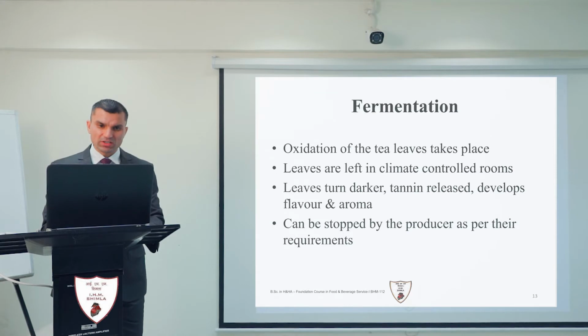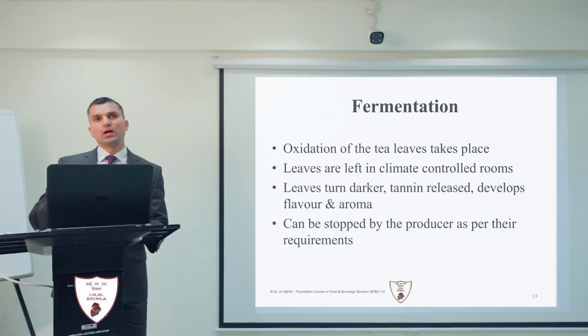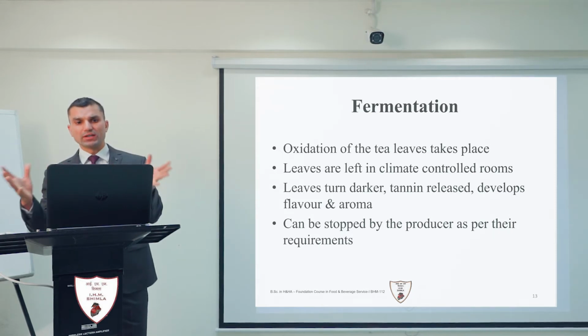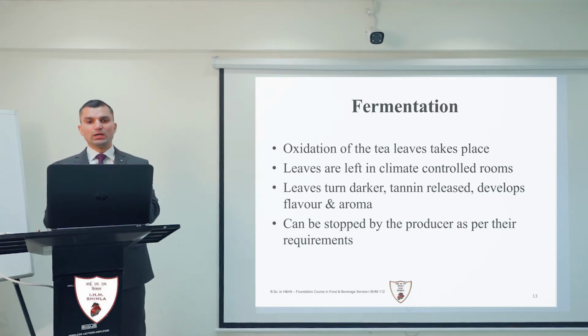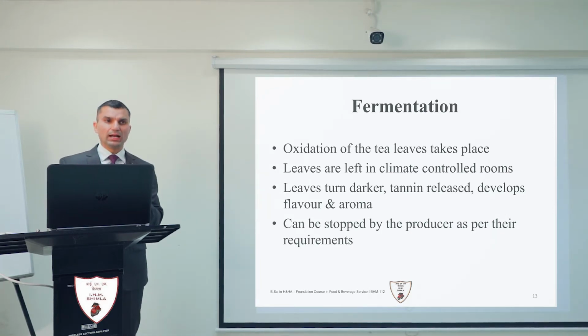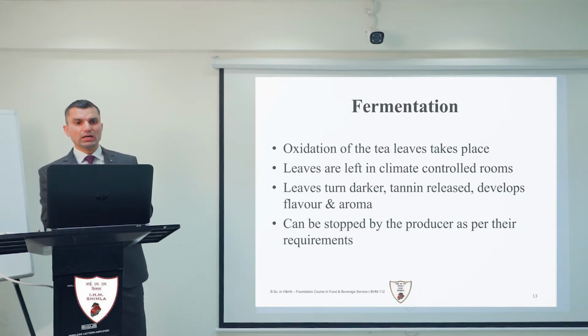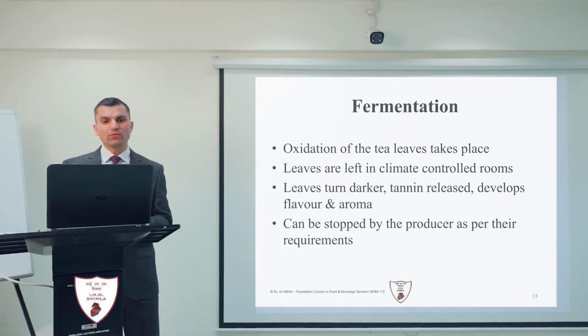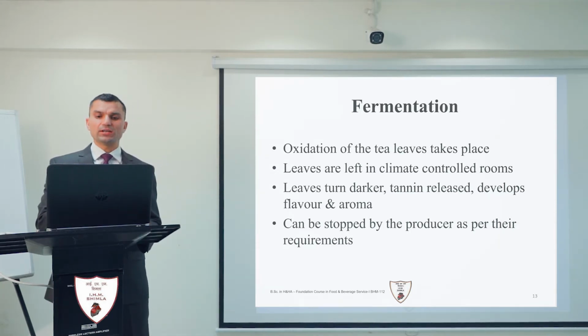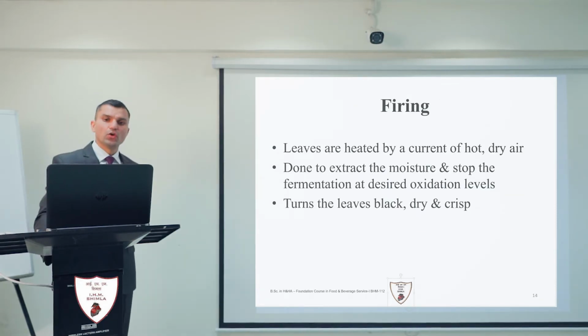The next step is fermentation, which is basically the oxidation of tea leaves that takes place during this entire process. This is one of the most important aspects when we classify teas into different categories. In fermentation, we keep the leaf in climate-controlled rooms, and during this, oxidation happens and leaves turn darker, their tannin is released, and flavor and aroma are developed. This can be stopped as per the producer's requirement. Next step is firing.